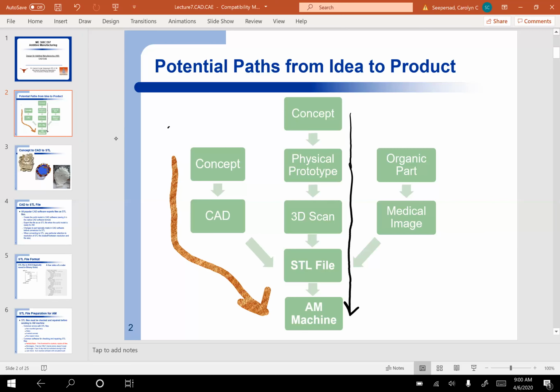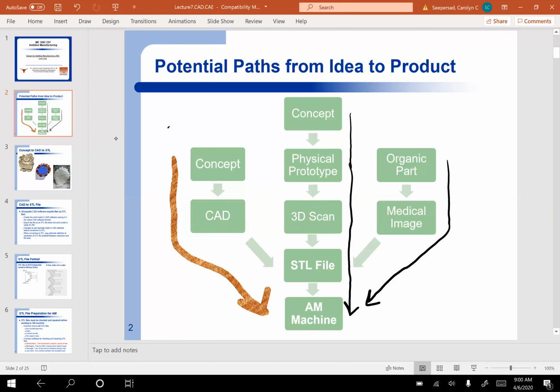Another path that's often important for medical applications is we start with an organic part. And so this could be an organ, a bone, some surface of the body, for example, a residual limb. And from there, we look at medical imaging, so that could be like an MRI or a CT scan. And from there, we try to convert that into something that we can additively manufacture.